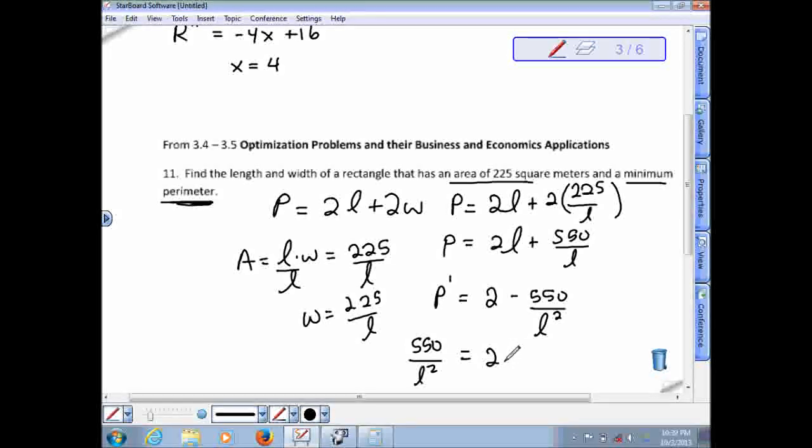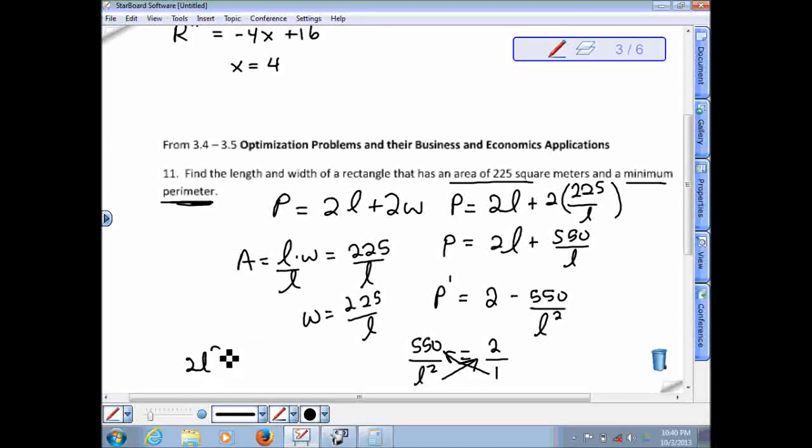Now there's a couple different ways you could solve this. You could think about this as a fraction. 550 over L squared is equal to 2 over 1. This is what's called a proportion, where we have a fraction that equals a fraction. One way you can solve a proportion is by cross multiplying. So multiply those together and set them equal to each other.